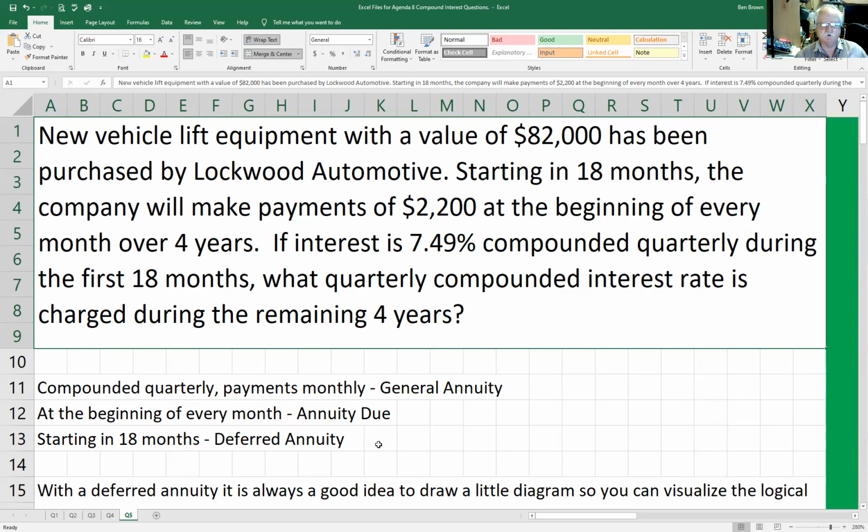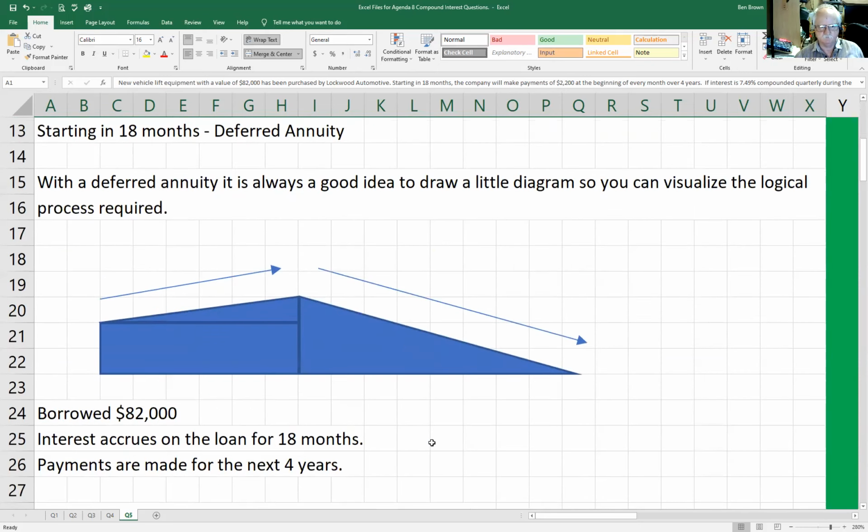And it's still deferred. So again, I'm going to draw a little picture, but it's the same picture we had last time because they told us how much we borrowed. It earns interest for 18 months, and then we have to pay it off. Here we're not taking out withdrawals, we're paying off a loan, but the math is exactly the same. We make payments for 4 years. So this period of time is just a compound interest question. This period of time is where we're dealing with the annuity.